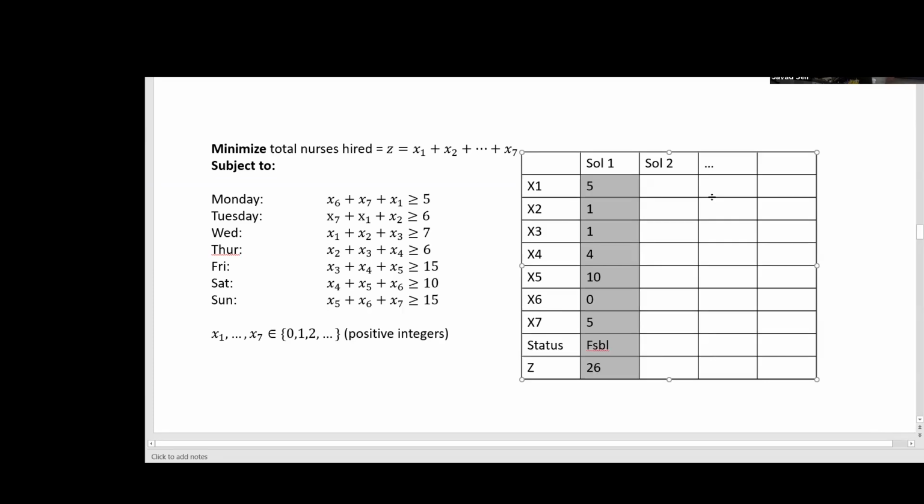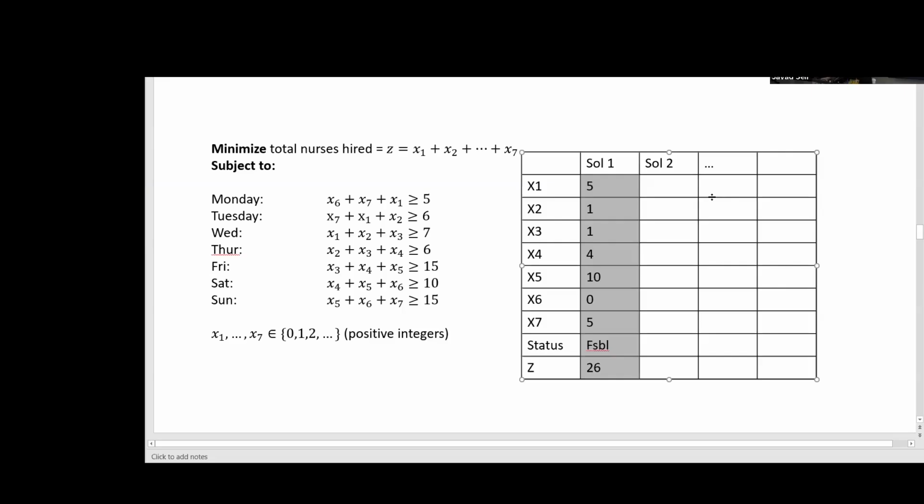Anything more than 15, or x is more than 15. Anything more than 15 would work. Anything more than 15 for which variable?